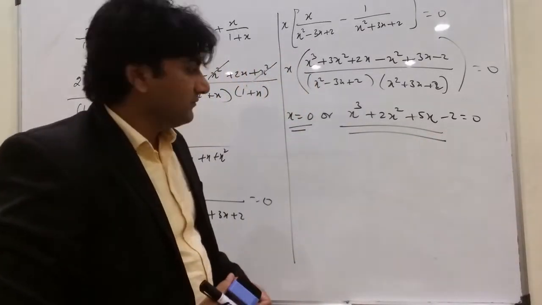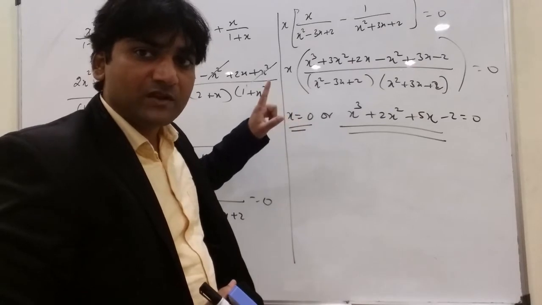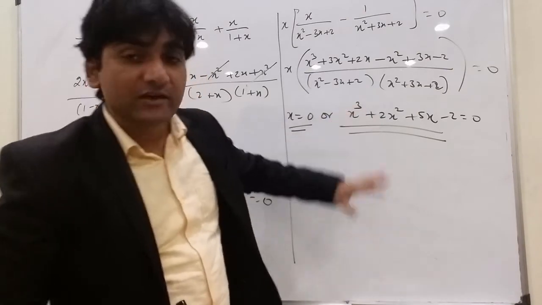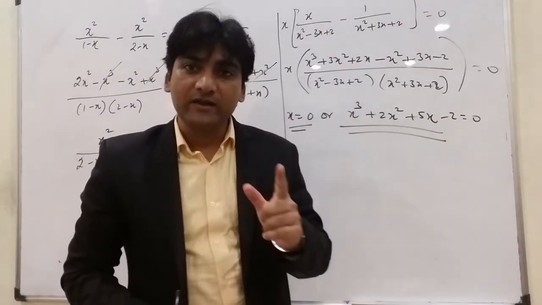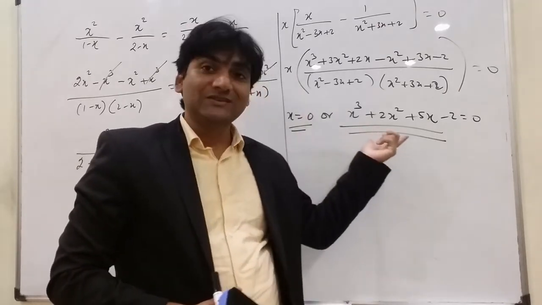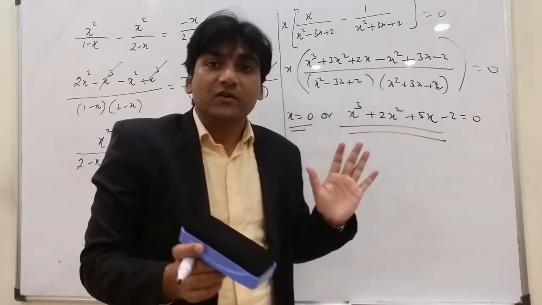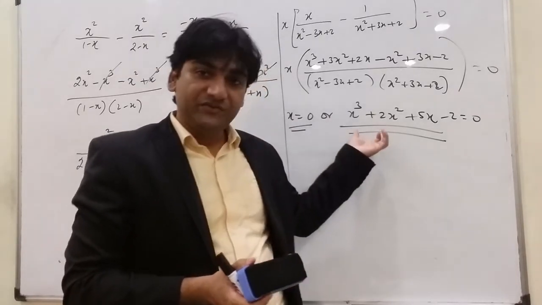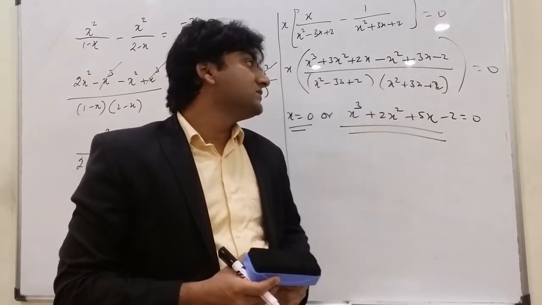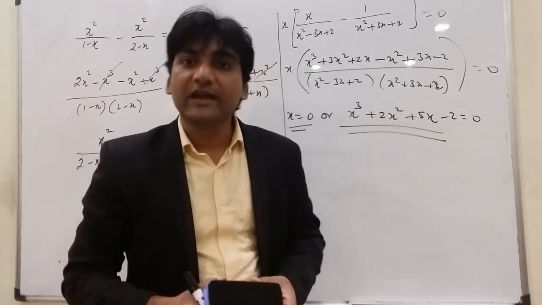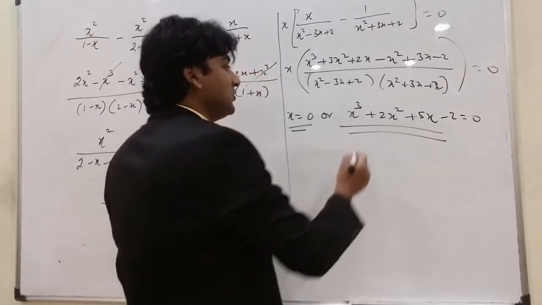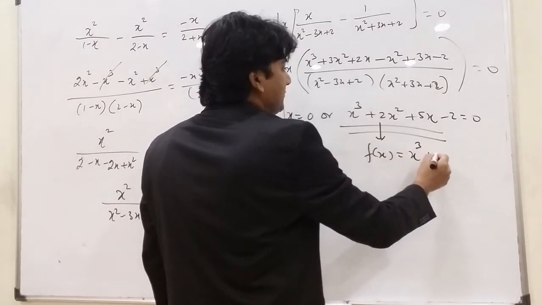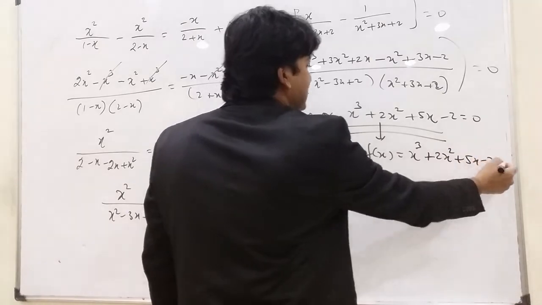So if you observe, between minus half and half, x equals 0. One solution we got. Now this is a cubic equation. For a cubic equation, the number of real roots can be 1 or 3. Right now we are not going to find the solutions, we just have to check whether there will be 3 solutions or 1. Okay, so we have a calculus method to check this. Let us assume this as f of x. f of x equals x cube plus 2x square plus 5x minus 2.